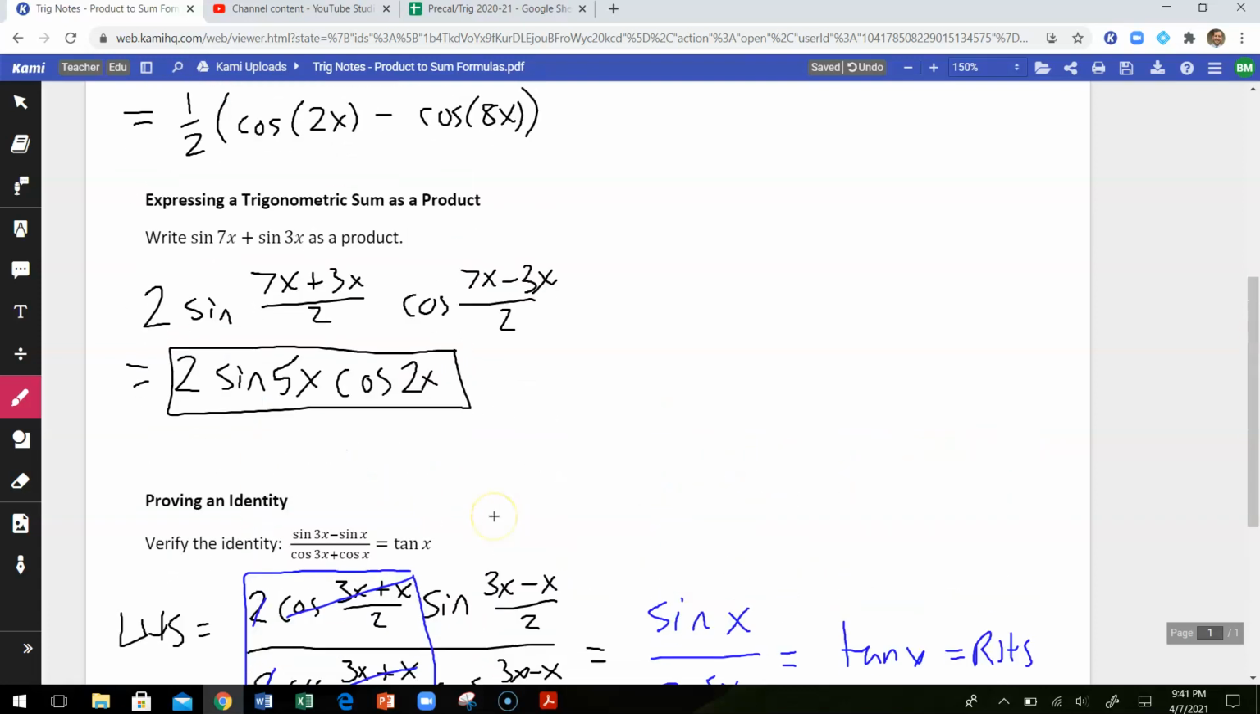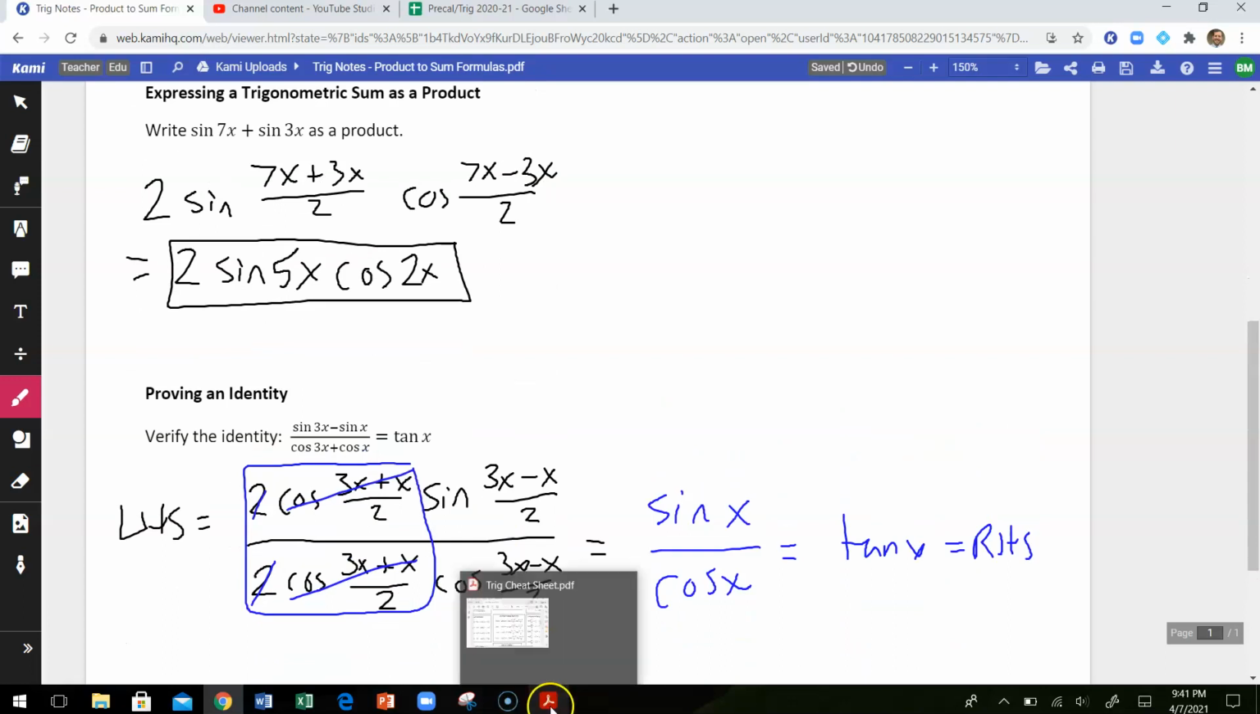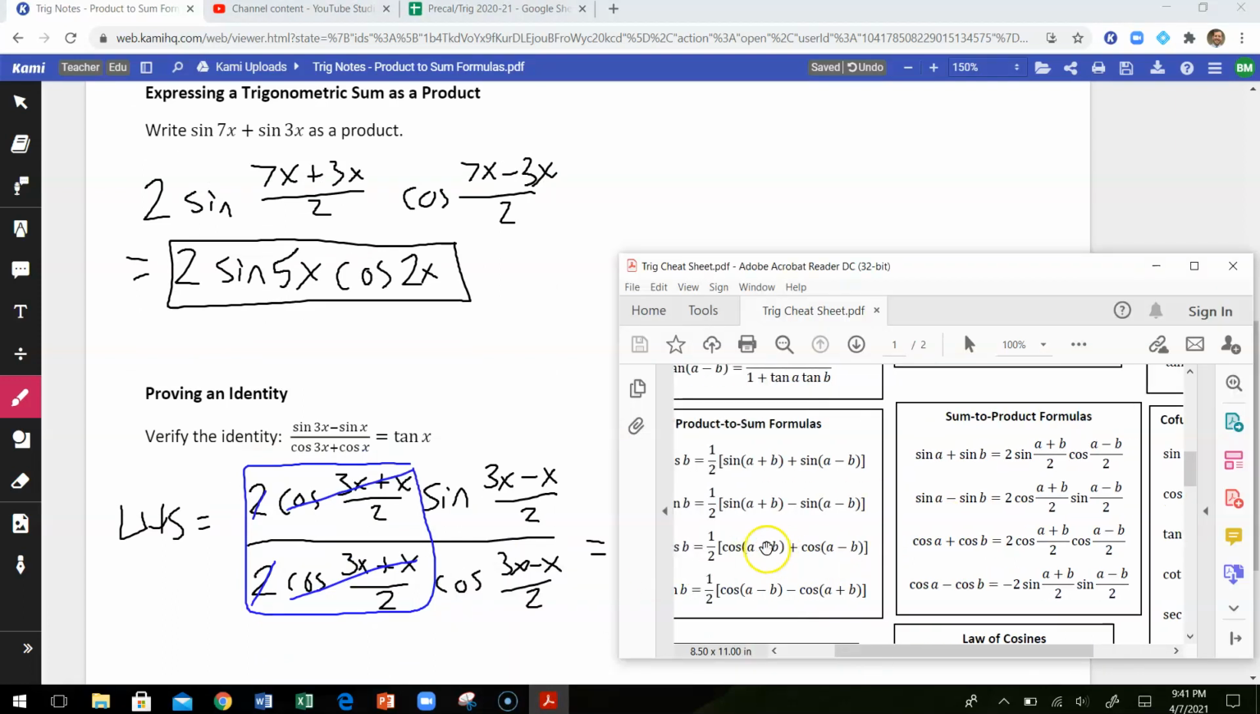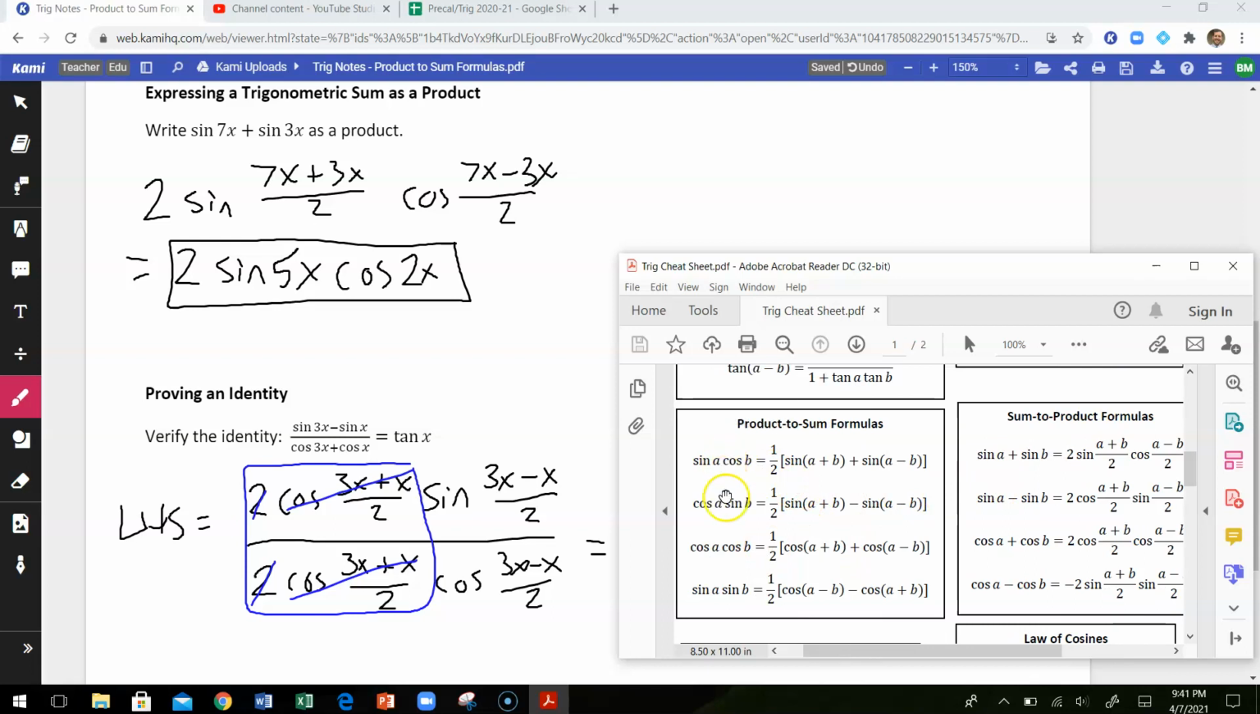Sum to product, product to sum can be useful to help you evaluate certain angles, but all you're doing here is finding the pattern, or finding the setup that you want, and then following the pattern and evaluating.